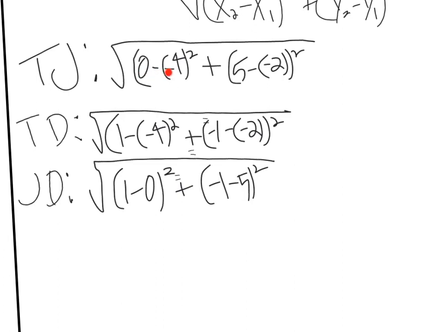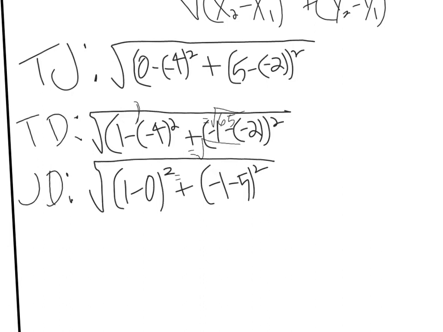0 minus -4, that'd be 0 plus 4 squared. So 4 squared is 16. Oh, I forgot my parentheses right there. It's got to be a double parenthesis. So I have 16 plus, let's see here, 5 minus -2, that's going to be 5 plus 2, that's 7. 7 squared is 49. 16 plus 49 is going to be 65. And I just take the square root of that.